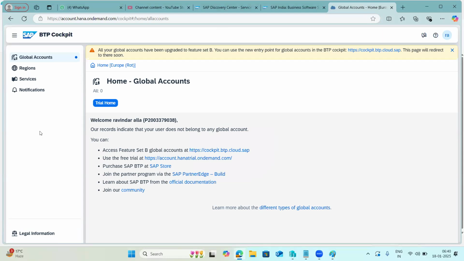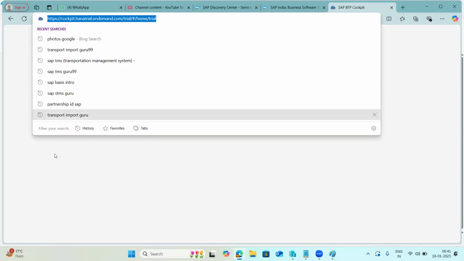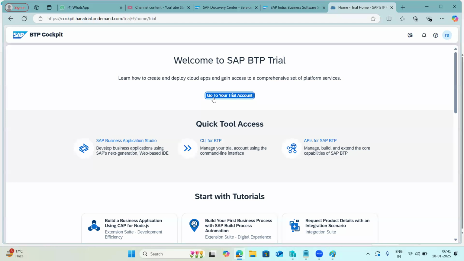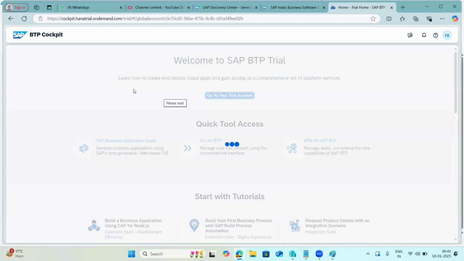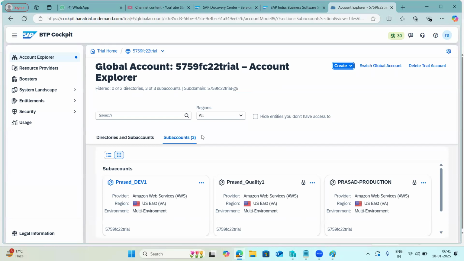Okay, so like that we will get the BTP trial account, the trial global account, from SAP. The other way, if you open the URL directly, you will get this page. This is the page of your BTP account. This is the global account.